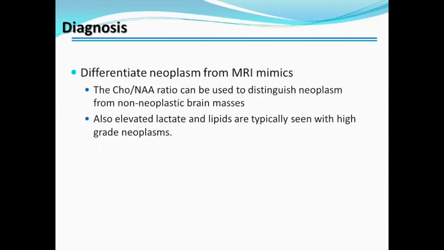So as I said, we use it to differentiate neoplasm from MRI mimic. The choline over NAA ratio can be used to distinguish neoplasm from non-neoplastic brain masses, and also elevated lactate and lipids are typically seen with high-grade gliomas.